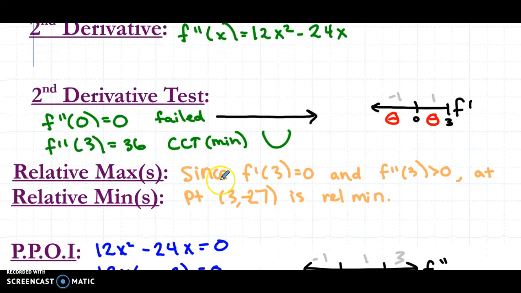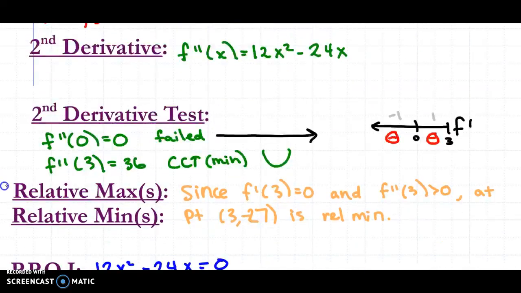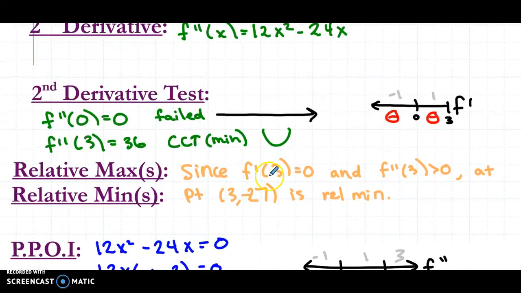Okay, so using my derivative speak, in the orange here I said, since f prime of 3 is equal to 0, and f double prime of 3 is greater than 0, at the point 3 comma -27 is a relative min. That's good derivative speak right there.